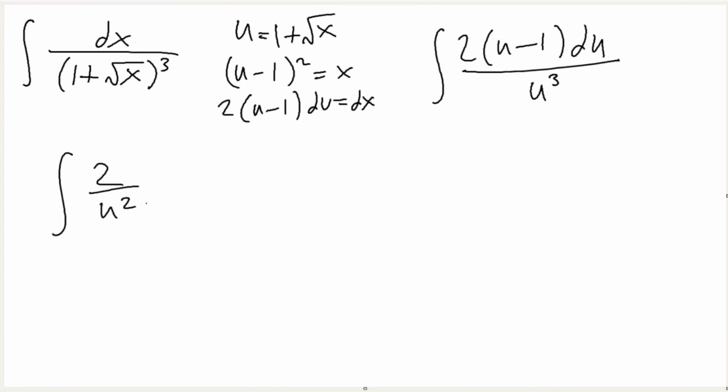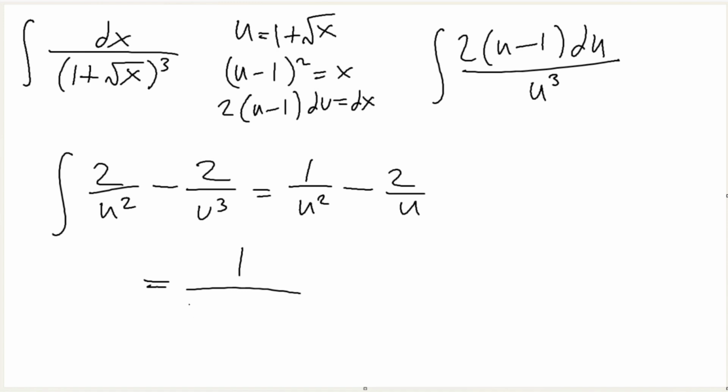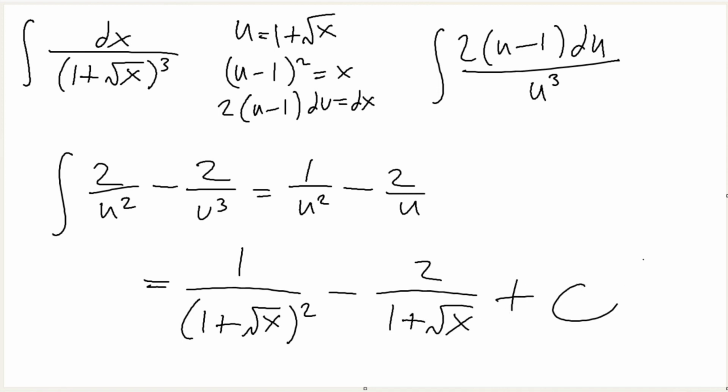2 over u squared minus 2 over u cubed. This is equal to... Oh, I'm sorry. That's not 2 over u squared. That's 1 over u squared. I'm doing this first. And then minus, here is 2 over u. Okay. So now our answer to this integral would be 1 plus square root of x squared minus 2, 1 plus square root of x plus c.